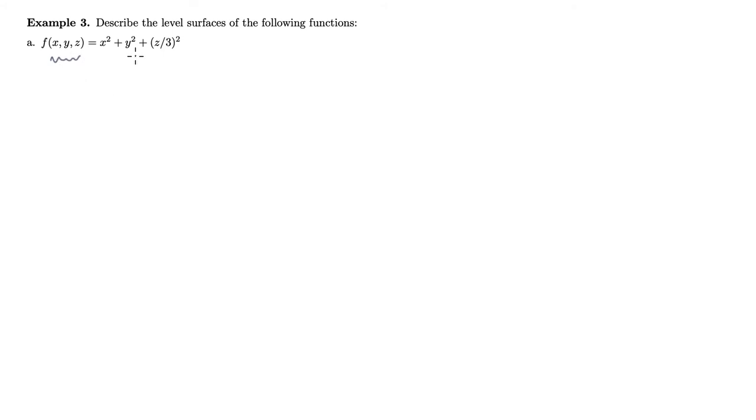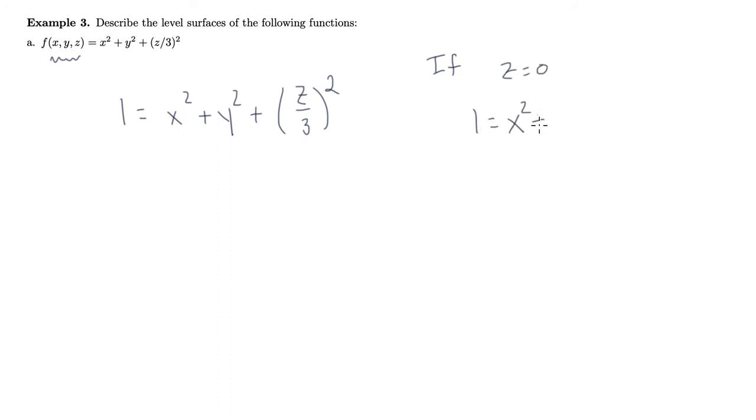And so one thing to notice here is that if we were to look at 1, so let's set the function equal to 1. This is z over 3 squared, like that. Well, maybe you're not exactly familiar with what this looks like, but what we can do is look at the cross sections of this surface. So if z is 0, then we have circles of radius 1 in the xy plane.